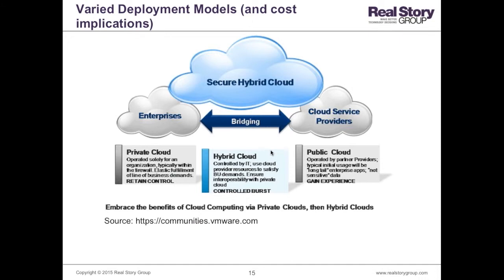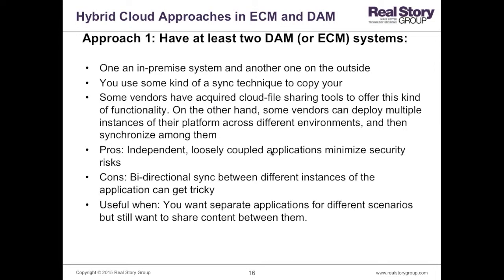There are some common approaches in hybrid deployments. So let's look at some of those common deployment models. Approach 1 is to have more than one DAM or ECM system. You typically have at least two DAM or ECM systems. One of them is an in-premise system accessible to your users inside your firewall, and another one is on the outside, accessible to a broader user base. So accessible to your partners, your customers, and perhaps to your employees who are not on the corporate network.